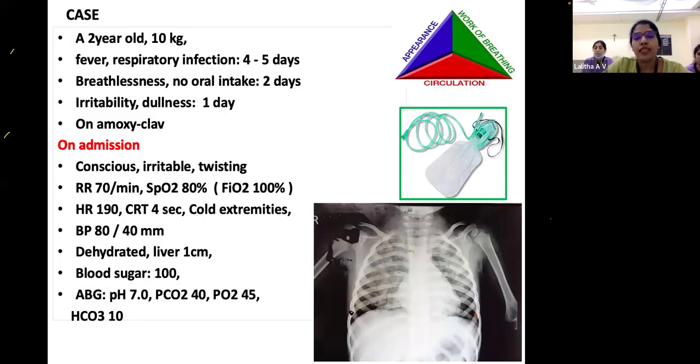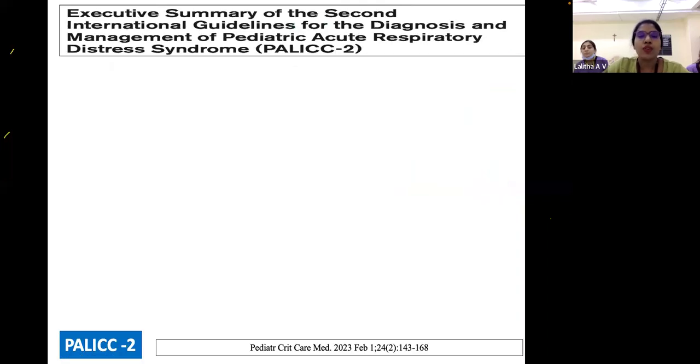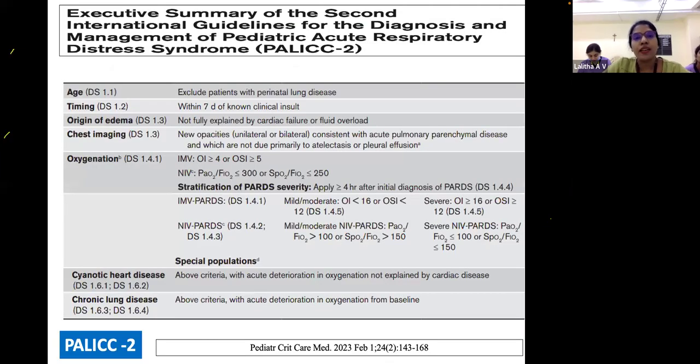But when we got his X-ray, as we can see, it's completely flooded. The X-ray shows white-out lungs. So is this ARDS? That's what we are going to look at. When we look at the definition of ARDS, that's the PALICC-2 guidelines, which was published in PCCM 2023. So it has clear-cut criteria to diagnose ARDS.